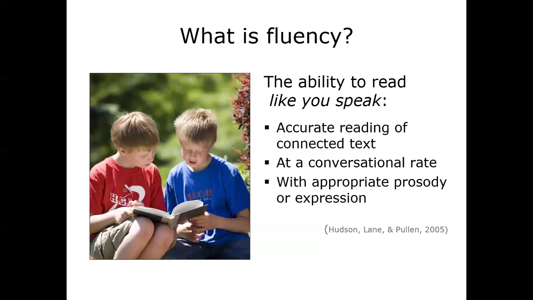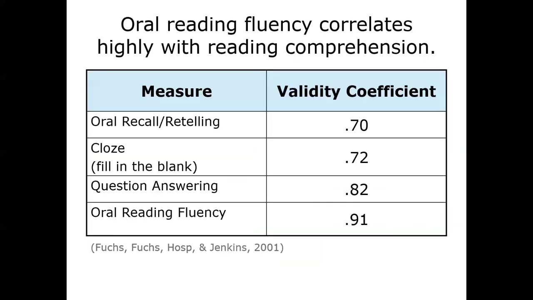And the reason that we care about that so much is not just that it's easier to listen to and more enjoyable to read, but it's that we know that it is incredibly highly correlated with comprehension. We've known this for decades now. This is a study that was done on a group of special education students, and you can see that oral reading fluency correlates most highly with reading comprehension. If you look at the left side of the table, it lists the different measures, and the right side of the table lists the validity coefficient.